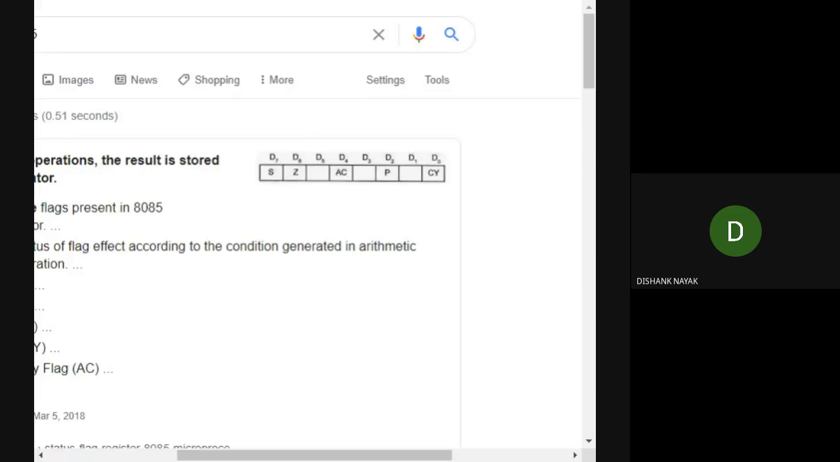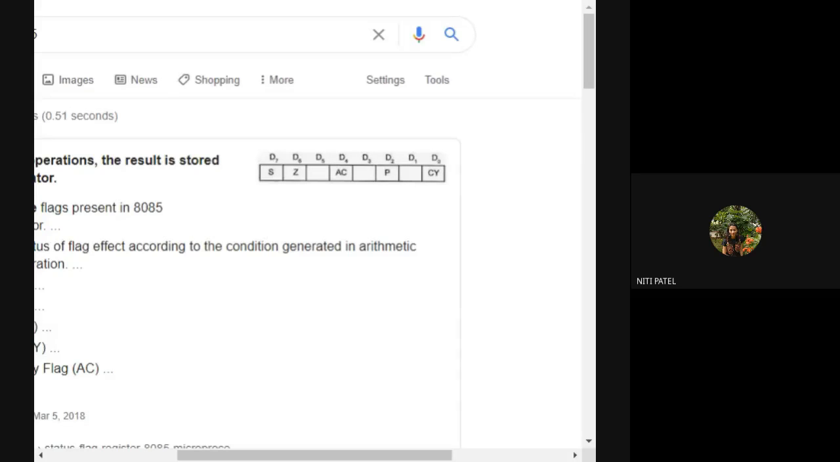Yes, sir. But where you have to check this even and odd, you have to check it in the answer, not in the question. Answer, the result you get, in it you have to count the number of ones. If it turns out even, set this P bit to 1, and if odd, set it to 0.